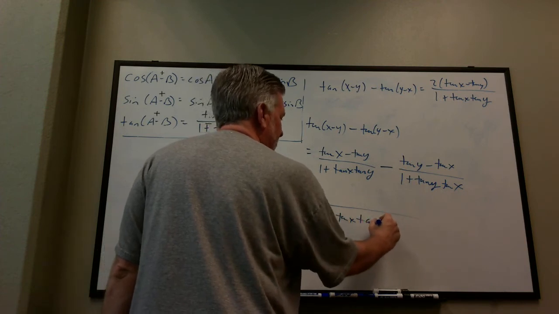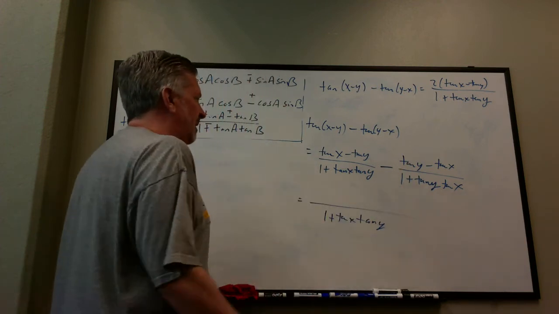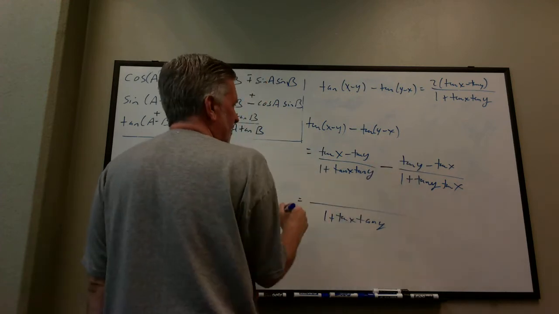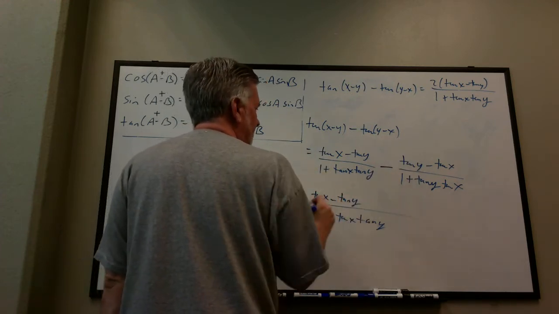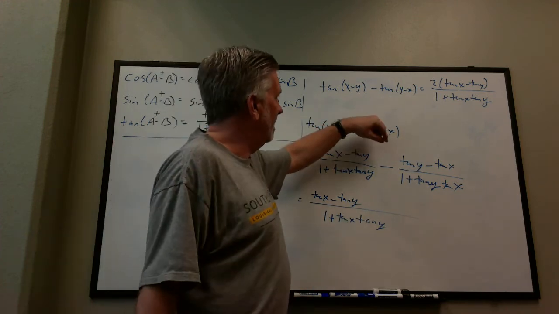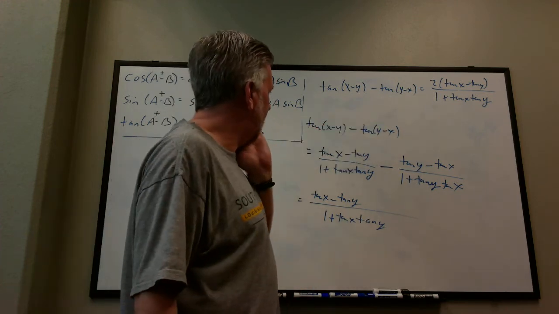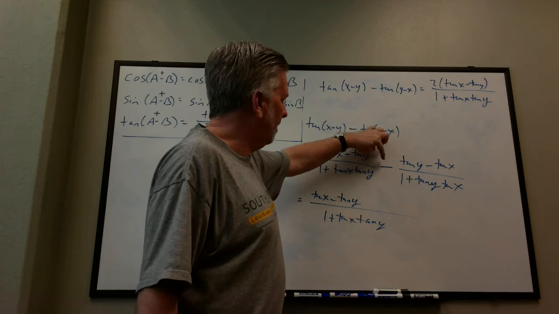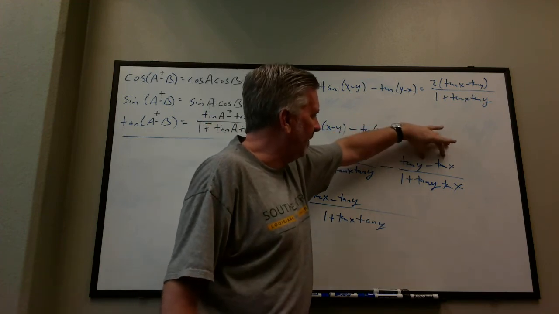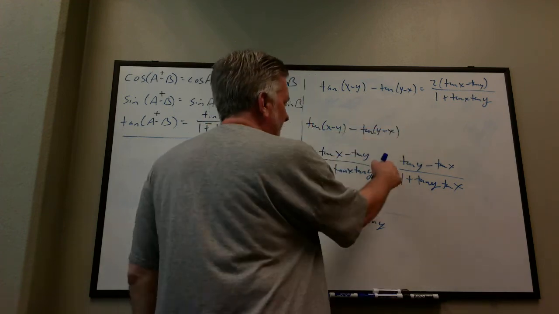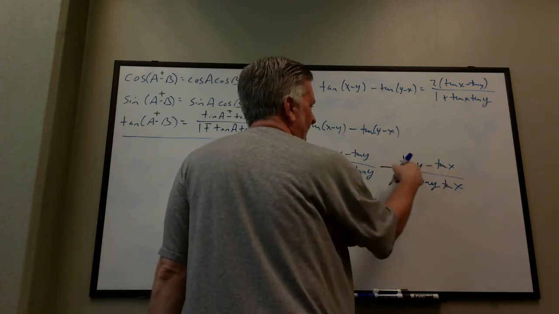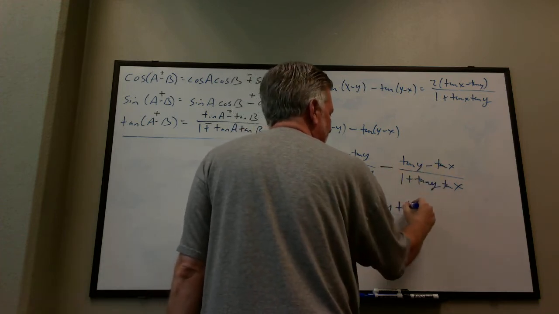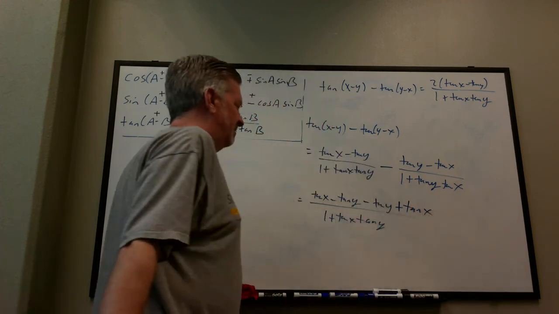I'm not going to add these two fractions together. Well, I'm subtracting the fractions. So you get tan x minus tan y. Now, be careful. The minus is minus the whole thing, so you have to distribute the minus sign. I get minus tangent y, and then minus minus is plus tangent x.